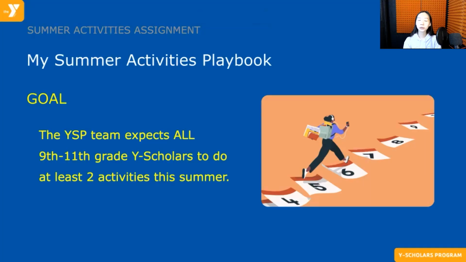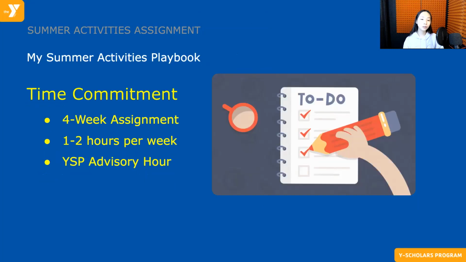We are going to repeat this so many times, but we have a summer activities playbook that is due. Our goal is that all of you, everyone from 9th to 11th grade, apply to 4 activities and do at least 2 activities. So there's a minimum requirement of you just participating in at least 2 activities in the summer. We provide a lot of lists, a lot of resources, a lot of help, right? So please do it. And it doesn't take that long. It's a 4-week assignment. It's going to take you a maximum of 1 to 2 hours per week.